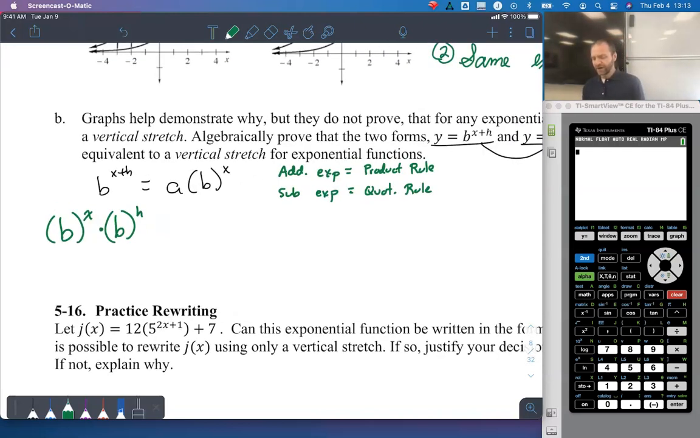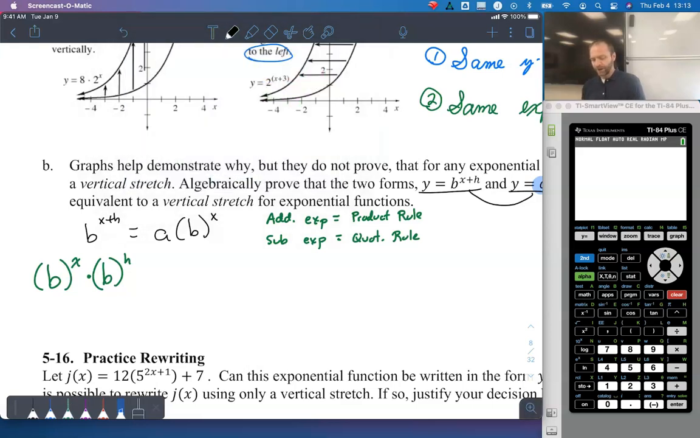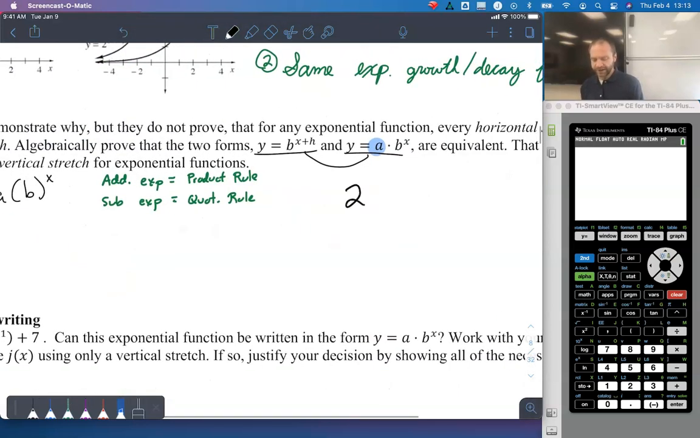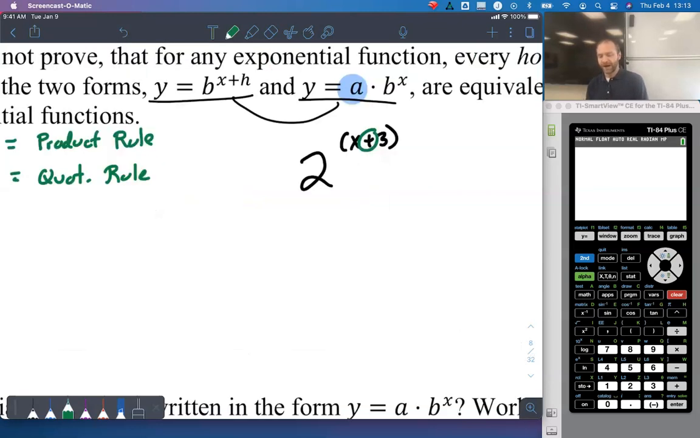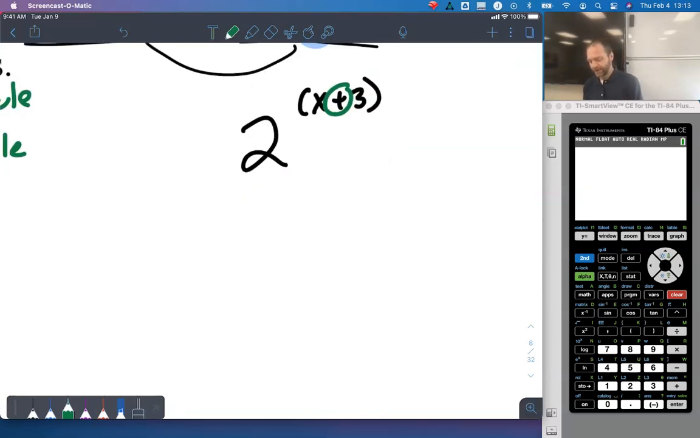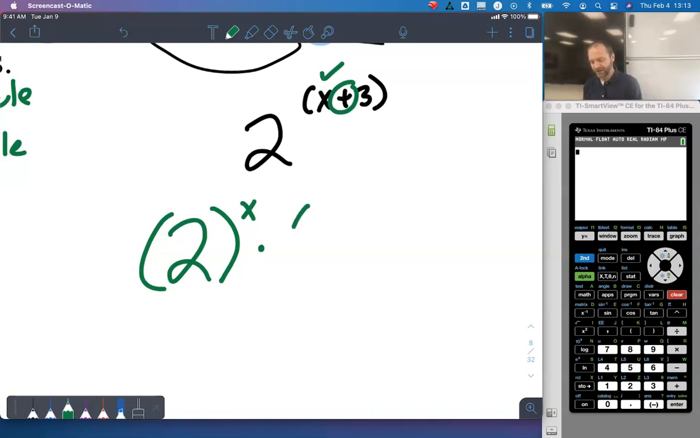So let me try something out. Let me go ahead and say, what if I have a 2 to the x plus 3 power? Let's use numbers instead, because variables can represent numbers. So if I can do it with numbers, I can do it with variables. If I can do it with variables, I can do it with numbers. So in this case, same idea. I have the product rule, so I'm going to break this apart. I'm going to use a 2 to the x power, and since I'm adding my exponents, I'm going to look at it as my product rule, and I'm going to use a 2 cubed. And just think, those would combine with addition.